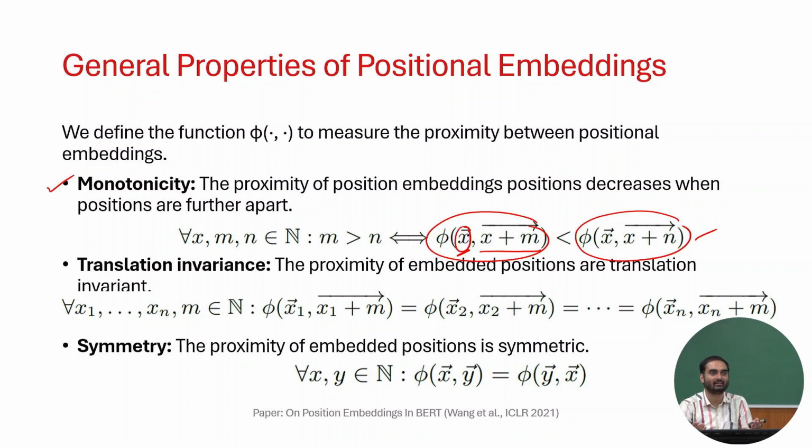These are basically highlighting the relative positions. The relative position should be intact. The relative position difference or the proximity between positions 1 and 3 and positions 4 and 6 should be the same. The third property is symmetricity. It is also very obvious: the proximity between x and y, two positions, should be the same as the proximity between y and x. So if you try to come up with a new positional embedding, these three properties should hold.